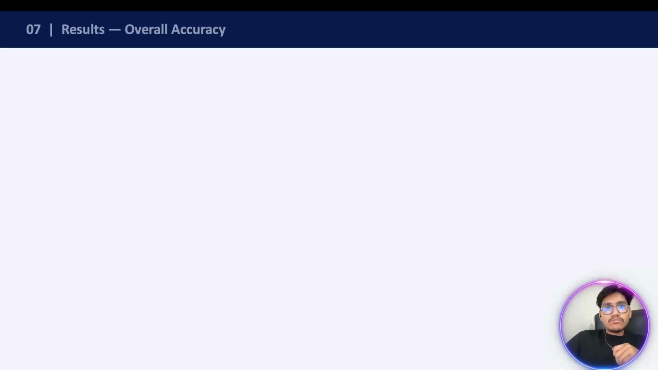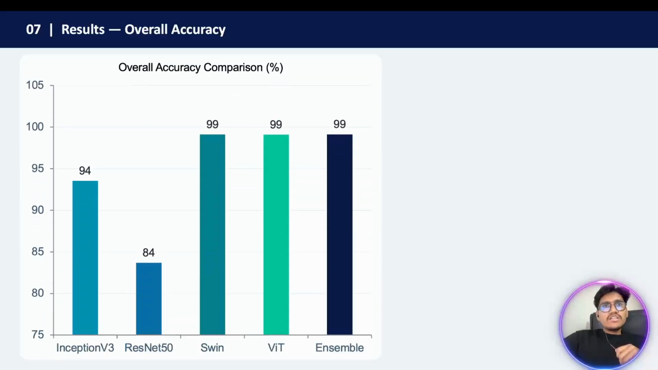And then we will talk about the overall accuracy results. The bar chart shows the overall accuracy of all 5 models side by side, starting from the left. Starting from the left, Inception V3 achieved 93.54%, a strong result for CNN models, but there is still a meaningful gap from the top performance. And then ResNet 50 achieved 83.69%.